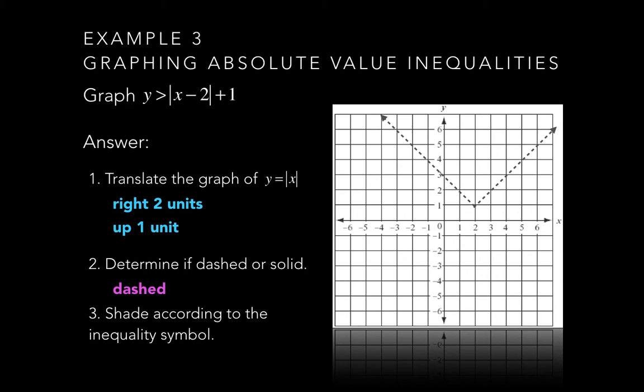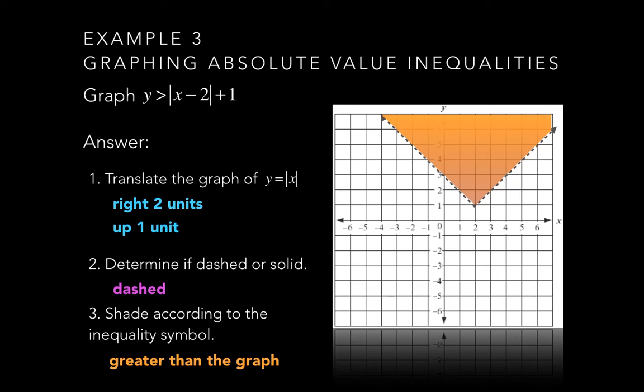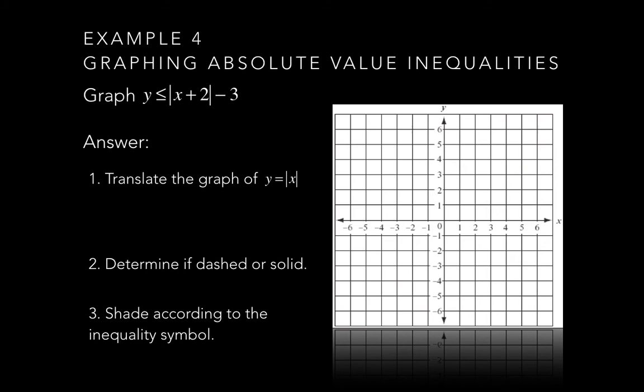Now the last thing we need to do is shade. If you don't shade, it's really not an inequality that you're working with. We're going to shade y values greater than the graph, which is going to be up here. If it would have been less than, it would be all of that white space that currently is not shaded in.